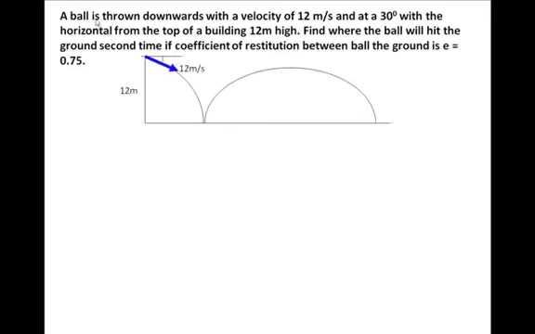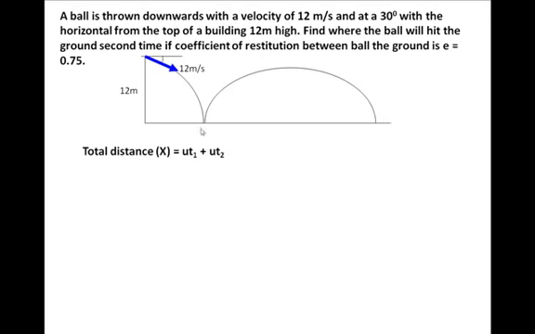Okay, let's look at one more problem. It says a ball is thrown downwards with a velocity of 12 meter per second at an angle of 30 degree with horizontal from the top of the building 12 meter high. See, this 12 meter high, this is thrown, this is 30 degree. Find where the ball will hit the ground second time if coefficient of restitution between the ball and the ground is 0.75. So it comes here, again bounces back.